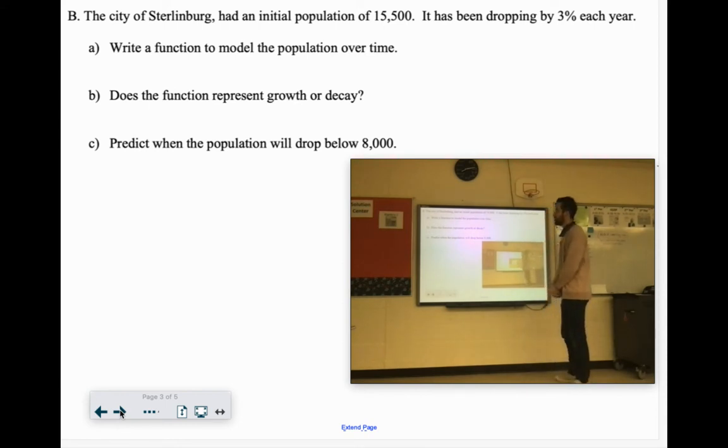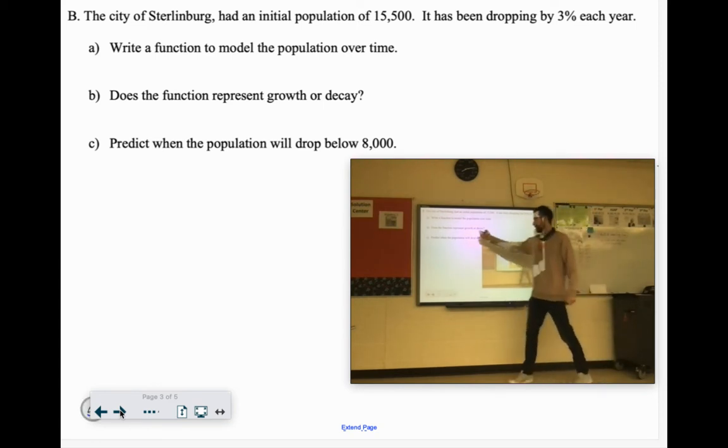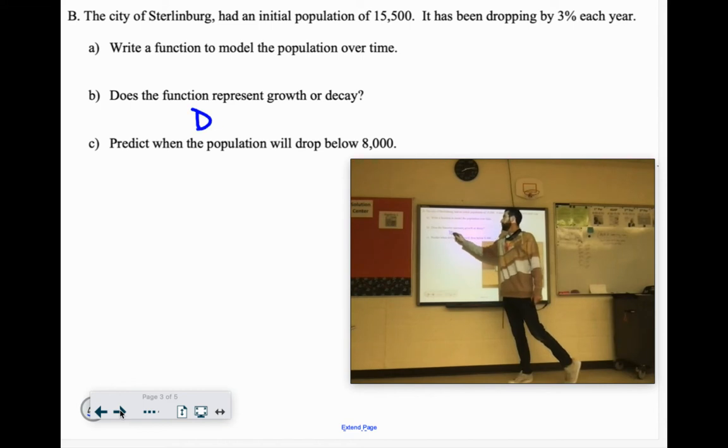The city of Sterlenberg had an initial population of 15,500 people. Oh, it's been dropping by 3% each year. So it's dropping 3%, which obviously, for question B, would show a decay.